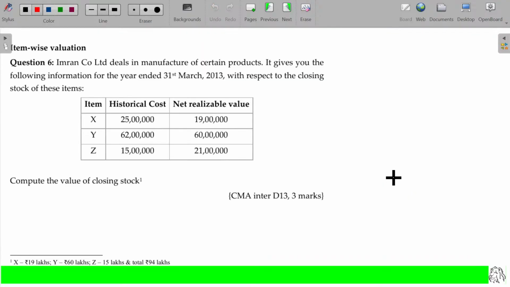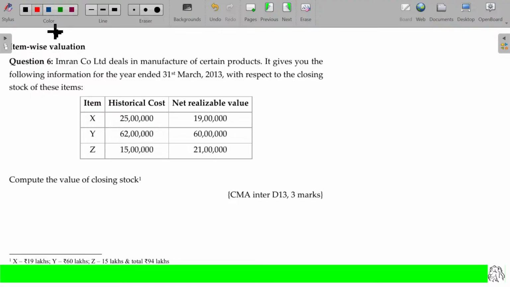Next question. Imran company deals in manufacturing certain product. It gives you the following information for the year ended 31st March 2013. With respect to the closing stock of these items, this is the actual cost to be used for purchasing this, and this is NRV. Now, how can you calculate the value? Cost or NRV, whichever is lower of cost or NRV, will be calculated for every category of item.